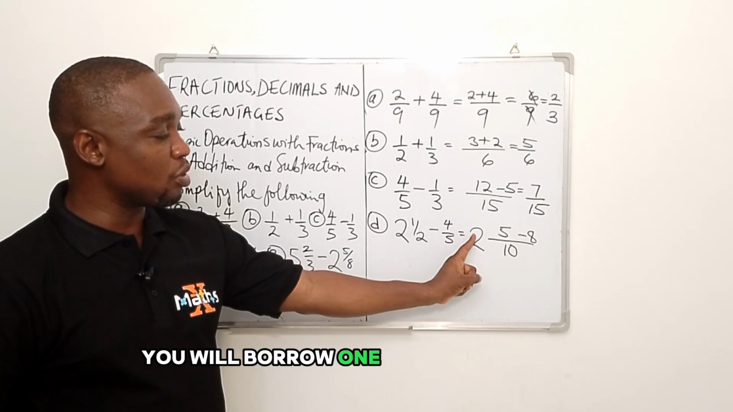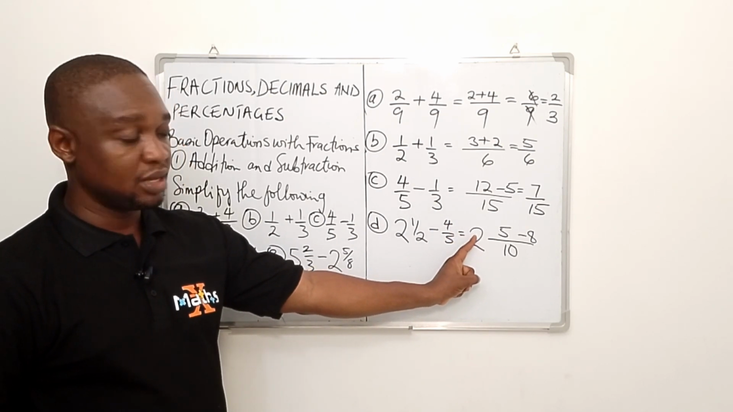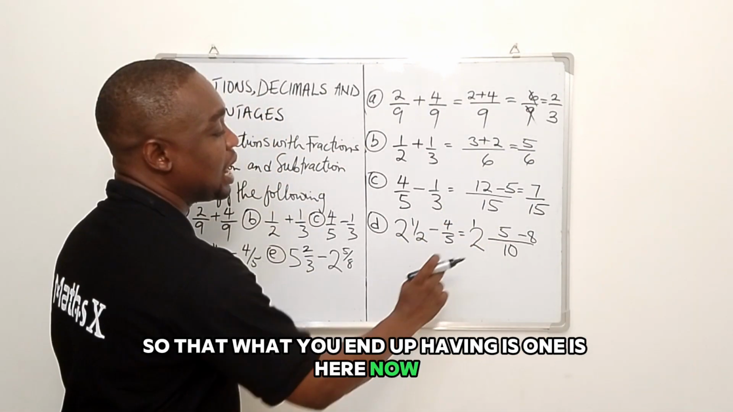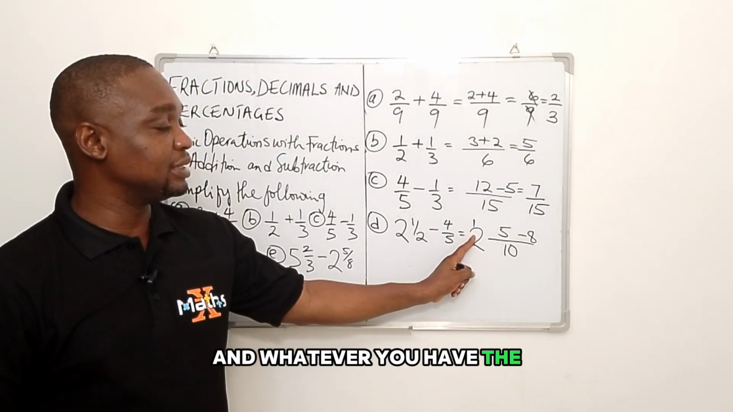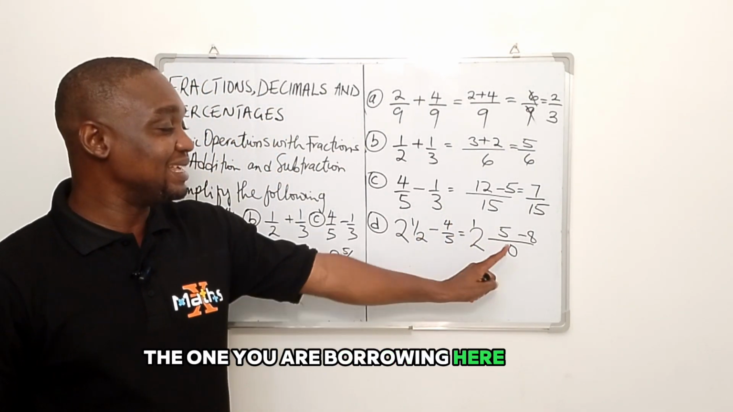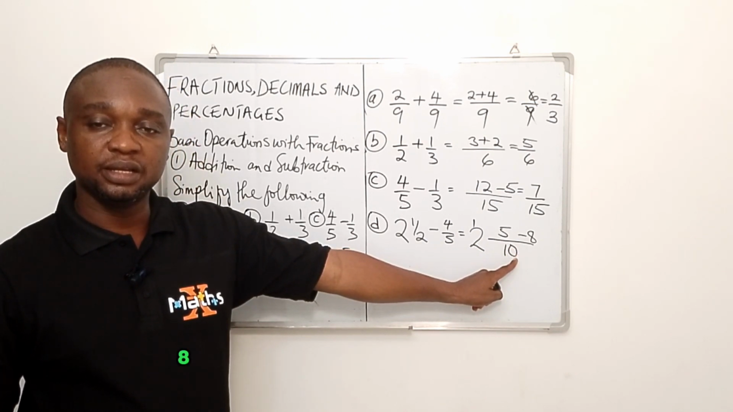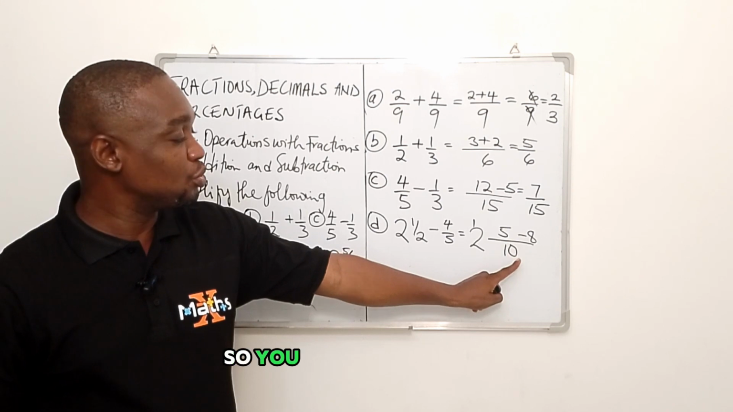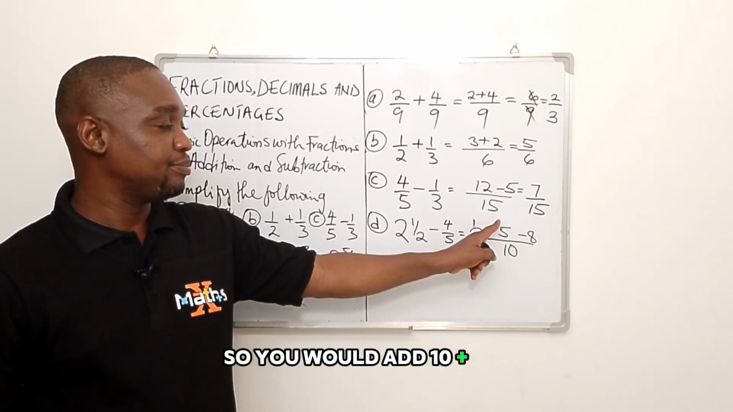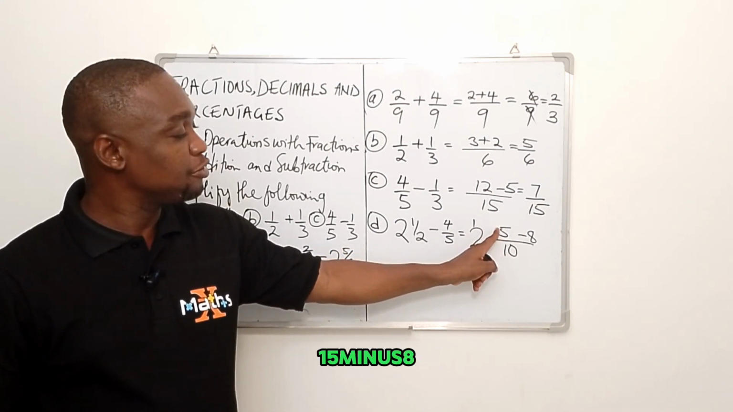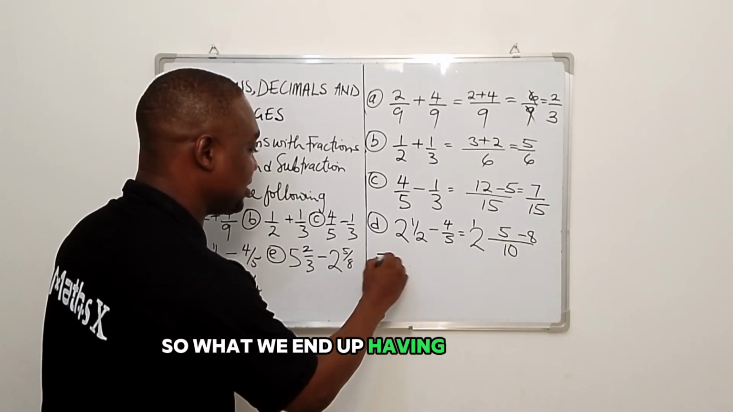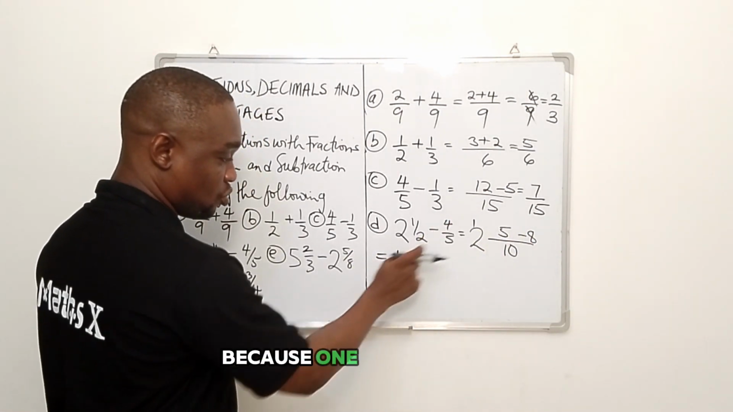You will borrow 1 from the 2 here, so that what you end up having is 1 here now. And whatever you are borrowing here is the LCM, and the LCM here is 10. So you would add 10 plus 5, 15. 15 minus 8.